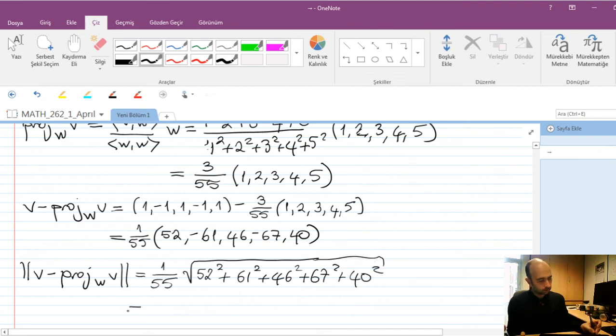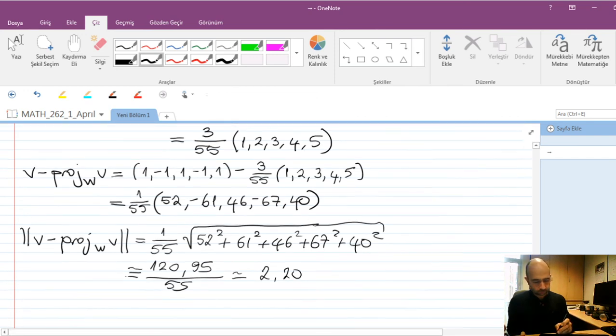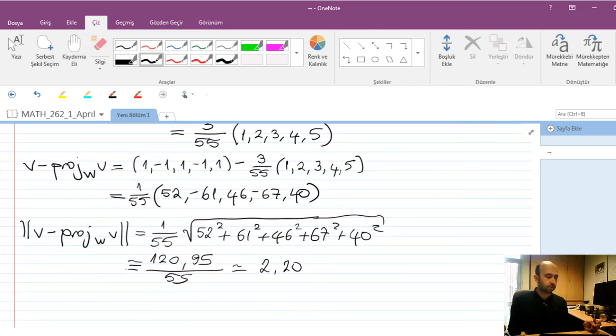Okay, this is exactly a good point to use a calculator. This, if I'm not wrong, gives you something like 120.95 over 55, something like that. This is approximate, of course. So this is something like 2.20 units. Okay, this is the distance between this vector and the line.